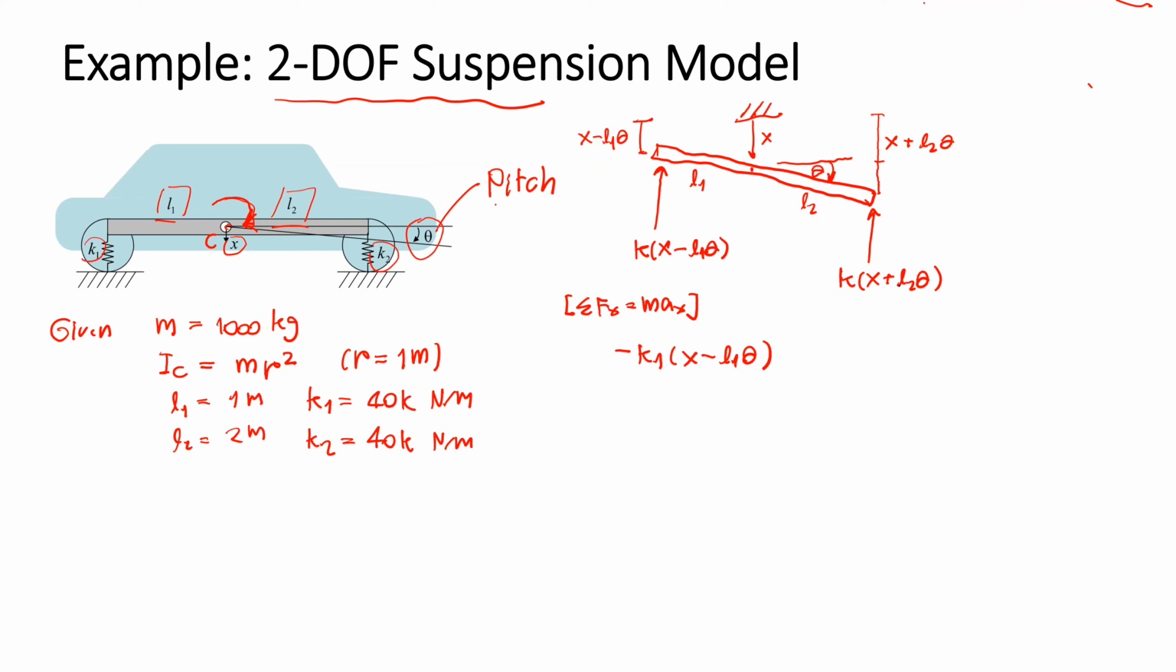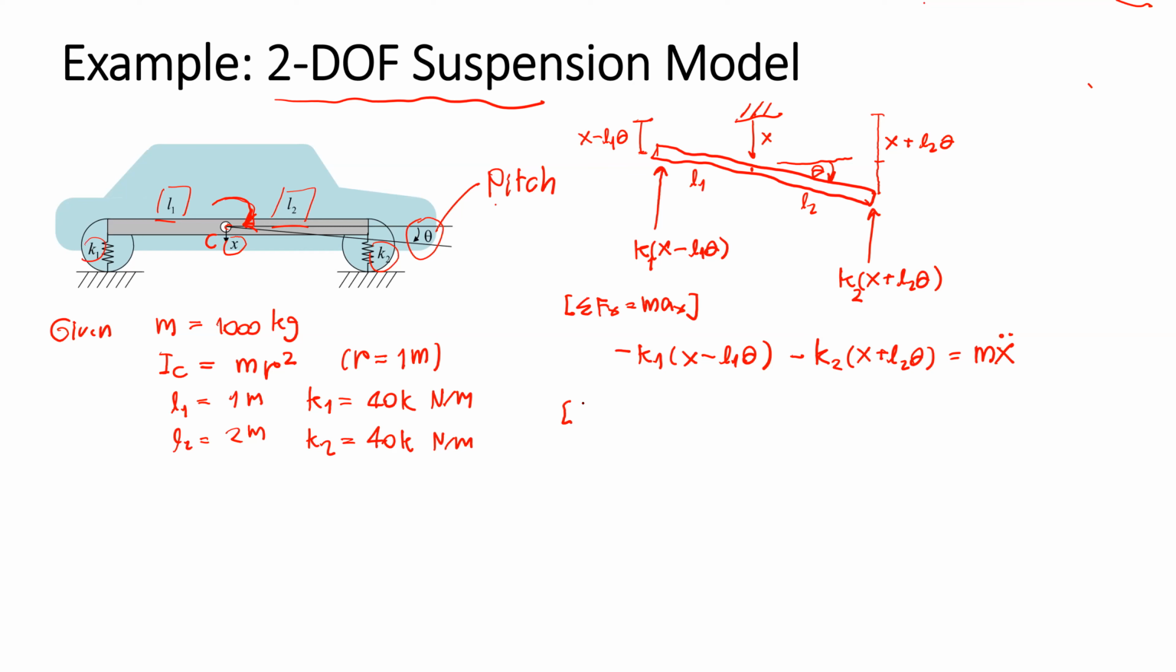And also, I'm sorry, this is K1 and this is K2. Okay. And for the force in the front wheel, K2 multiplied by the displacement is also in the upward direction, so it's negative. And the x double dot, the acceleration. So this is the first equation.